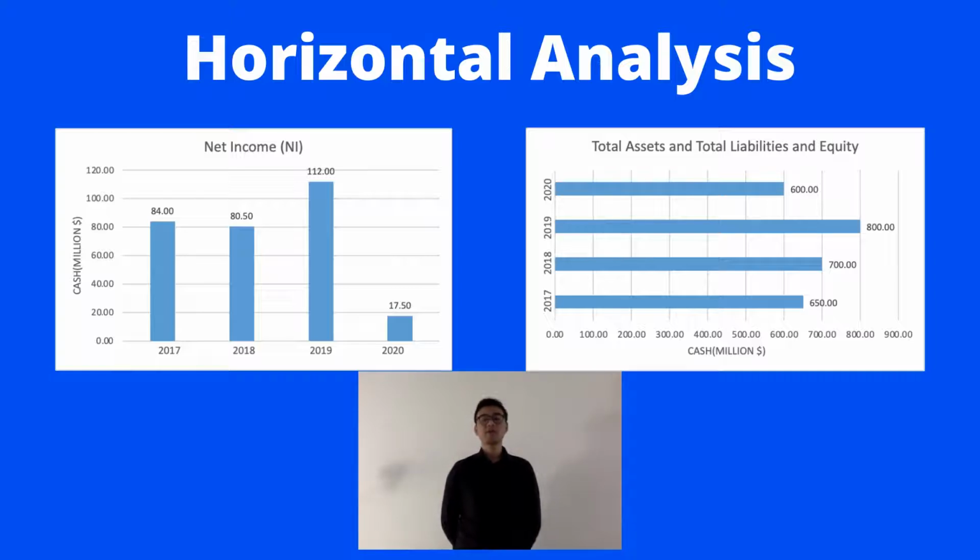On the second graph, we'll be talking about the total assets and total liabilities and shareholders' equity. It can be seen over the course of the first 3 years, 2017 up until 2019, that there has been a significant increase in total assets and total liabilities and equity, which is attributed to the increase in total current assets, total current liabilities, and total shareholders' equity. However, they have experienced a slight decrease in the financial year end of 2020.